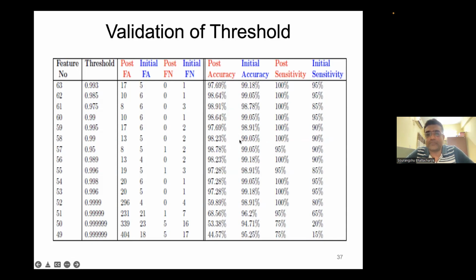And we are not compromising too much on accuracy. We are getting accuracy of 98%. Initially we had 99%, but we are not compromising too much on accuracy. So this is one of our most hopeful results: first of all, by using just basic clinical features, we can achieve a false normal rate of 0, and we are not compromising too much on the accuracy, at least for up to some 57 features.